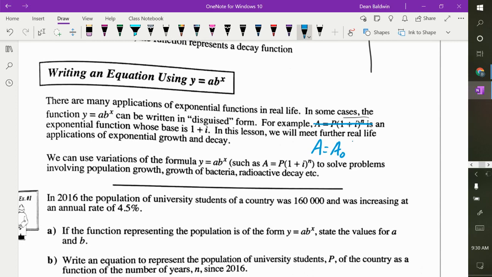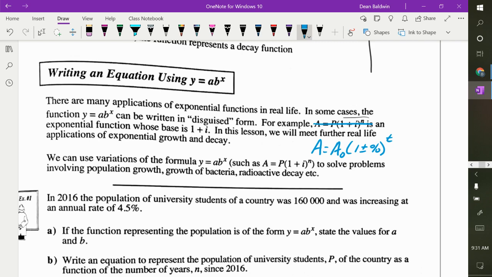A naught times 1 plus or minus the percentage, and I'm going to put t here because that makes more sense when I explain it. You don't even know what I've said yet. I haven't even done anything. Okay, so what do all these symbols mean?